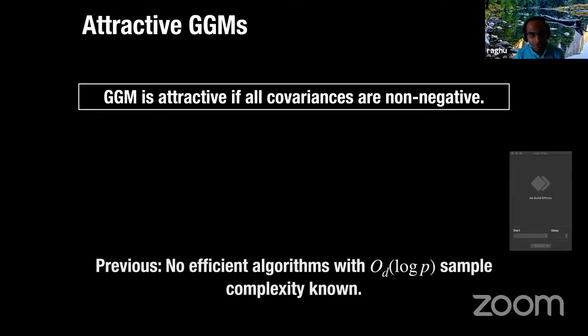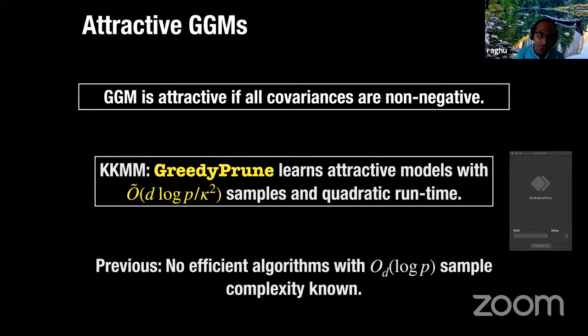All right. So there are no efficient algorithms, where efficient again means that the runtime is a fixed polynomial in p, that achieve logarithmic sample complexity even for attractive GGMs. And the first main result we have is that we can in fact do this. The number of samples is d log p or kappa squared, and the runtime is quadratic. And this we'll do by the greedy prune algorithm that I'll talk about in a few more minutes.